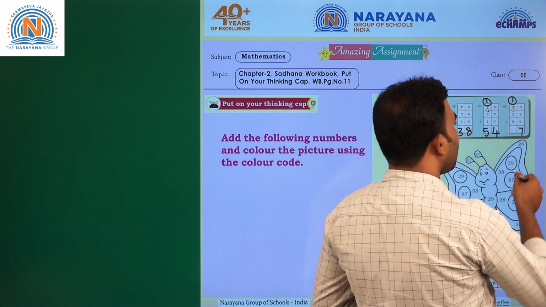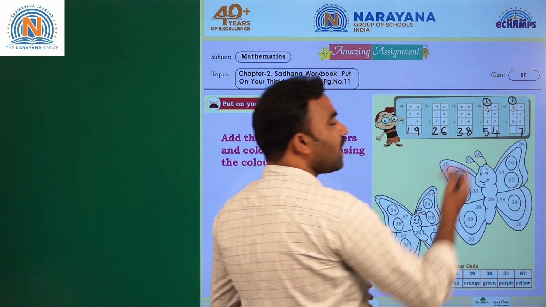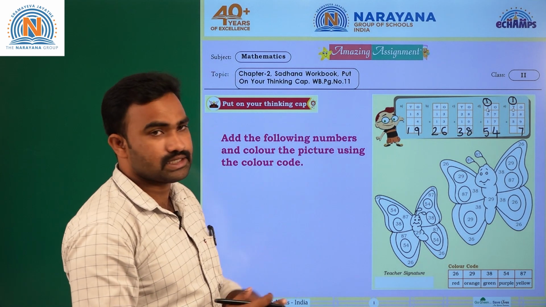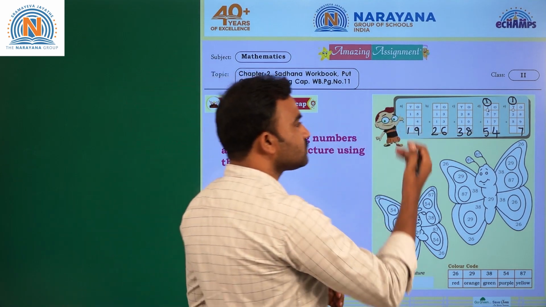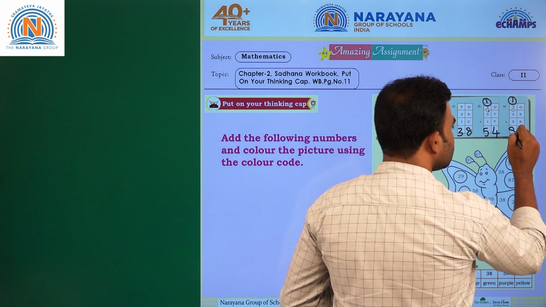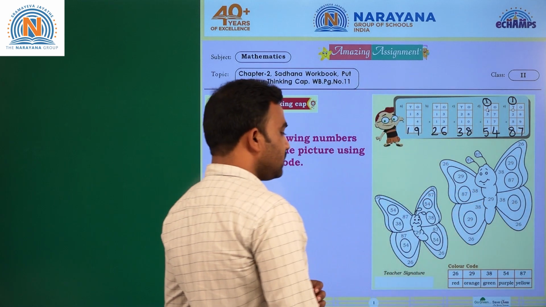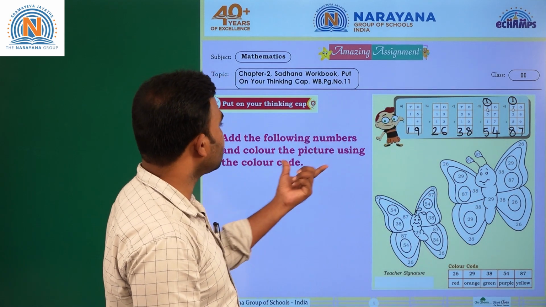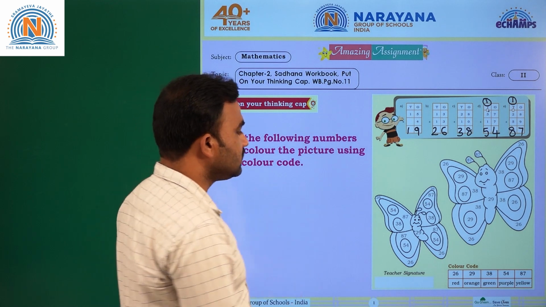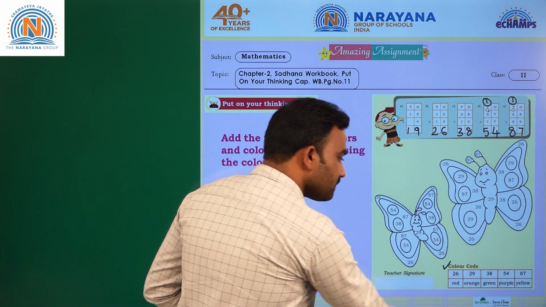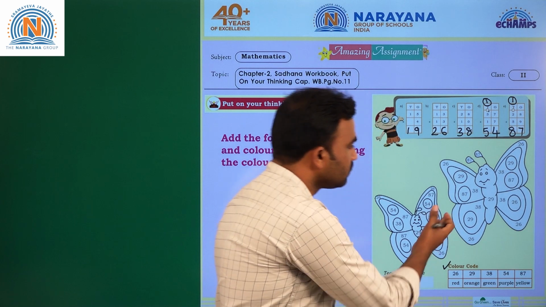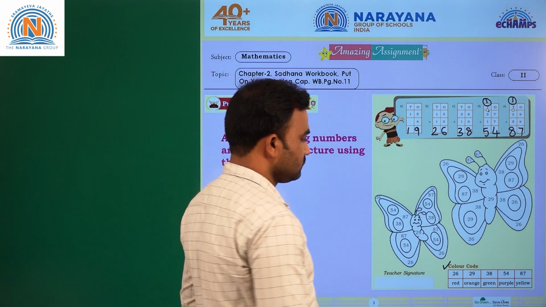In the tens place, we have the digits 5, 2 and 1. 5 plus 2 is 7. 7 plus 1 is 8. So, the answer is 87. Next, see, color the picture using the color code. See here, the color code is given. Using this color code, color the picture.